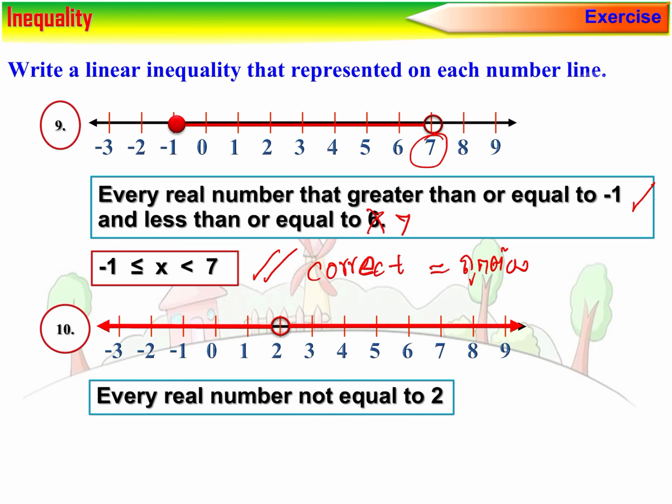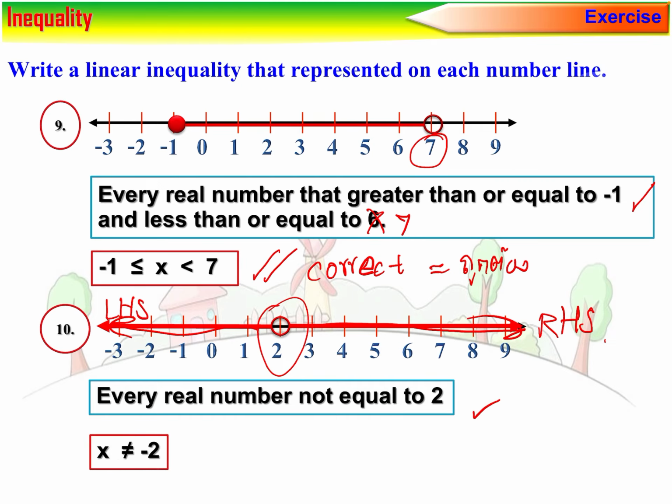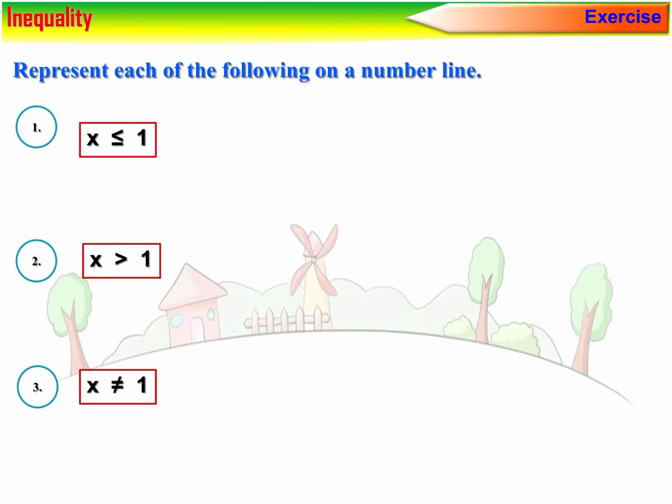Last one, number 10. Every real number that is not equal to 2. It can be any number except 2, so we use an open circle for this. And don't forget to draw a line to the right-hand side and left-hand side to represent that every real number is not equal to 2. And when you want to write the linear inequality, it can be like this. x is not equal to 2.